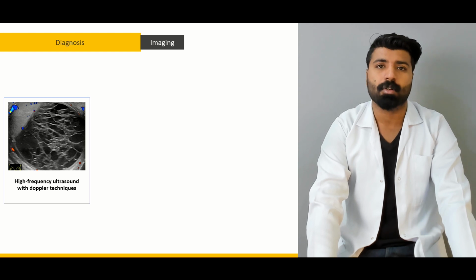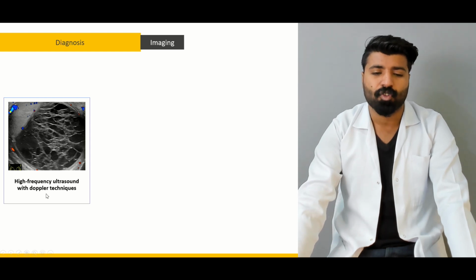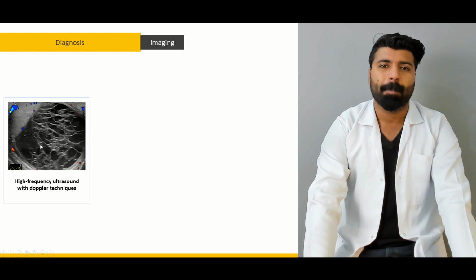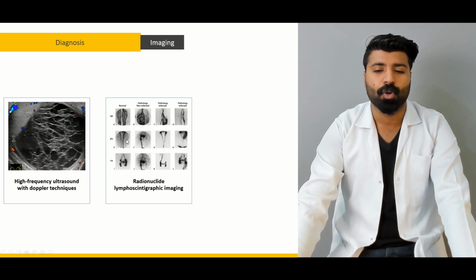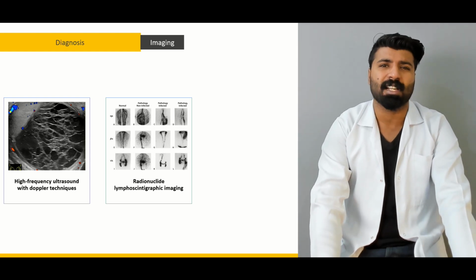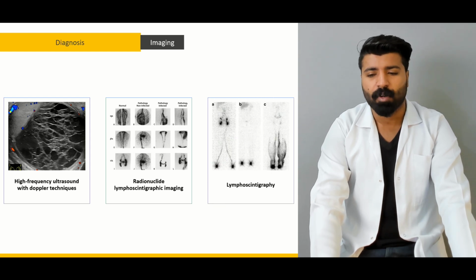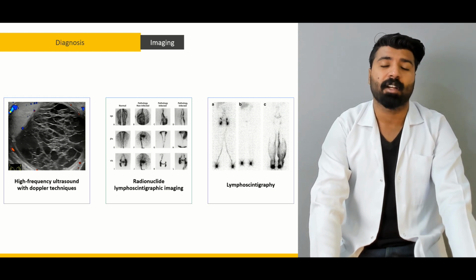Once your diagnosis is confirmed, you'll go for the imaging. Imaging of what? Your scrotal area, your testes, for which a high frequency ultrasound with Doppler techniques will be used, and you will see this pathology. You'll go for radionuclide scintigraphic imaging, which will show you different levels of it, the severity of the disease in that structure. Next on, you can go for lymphoscintigraphy, in which all the lymphatic systems will be obvious, you'll see the obstruction in it, you'll see the inflammation in it, and you'll see what lymphatic structures have been affected the most.